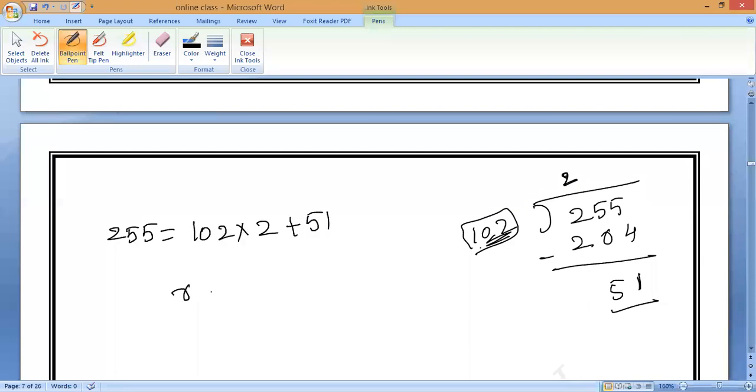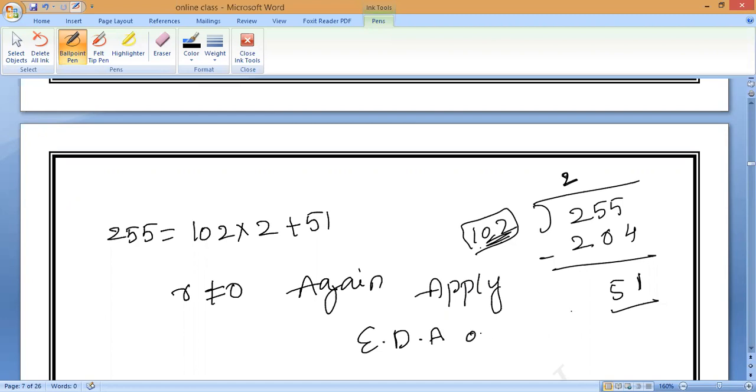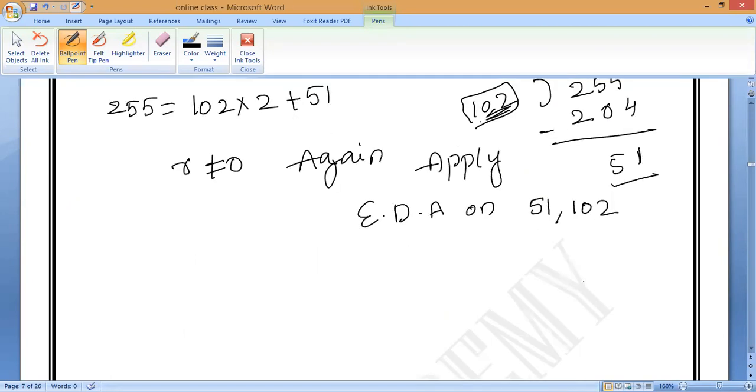See here, the remainder is not equal to 0. So again apply Euclid division algorithm on which numbers? 51 and 102. 51 2s are 102. So 102 divided by 51, how many times? Exactly 2 times, correct?